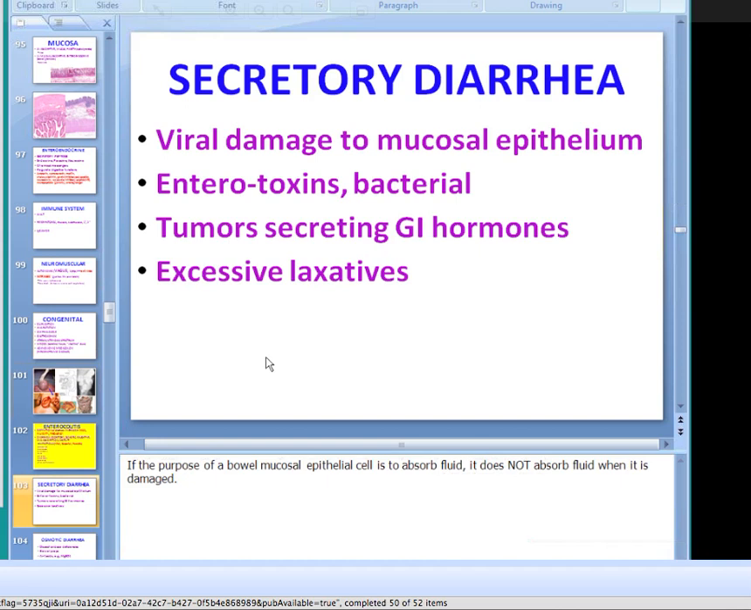It could also be caused if there are tumors that are secreting GI hormones. You can have excessive diarrhea on the basis of excessive motility from these hormones. On the other hand, you can also have it from excess laxative as well. Now notice, in all of these cases, we are talking about either some kind of viral damage or enterotoxins. We're usually not talking about a direct invasiveness.